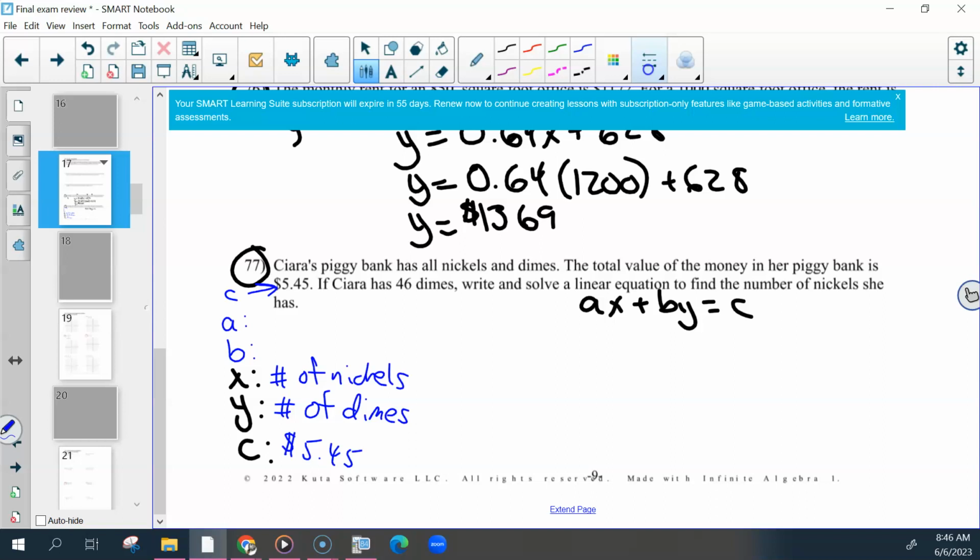And then A has to go with X, so A has to be something related to nickels. And the only thing that it doesn't say is the value of this. So you would set A to be the value of the nickels, and B to be the value of the dimes.